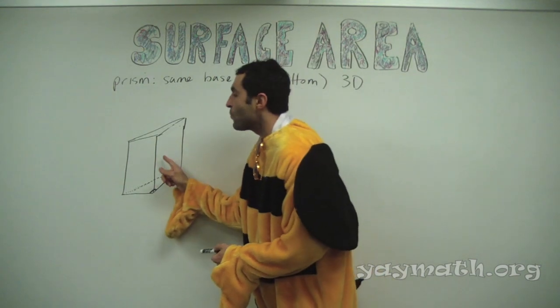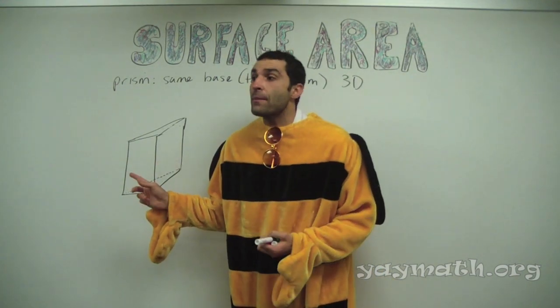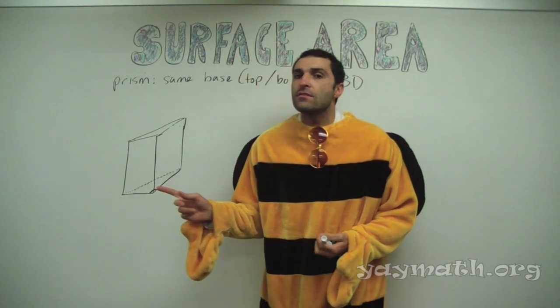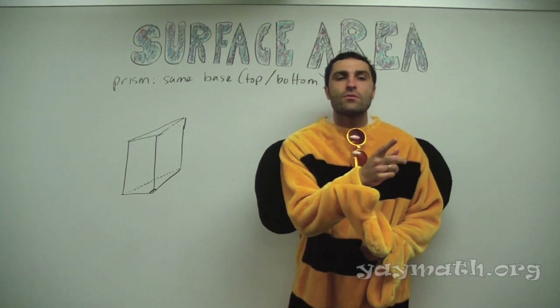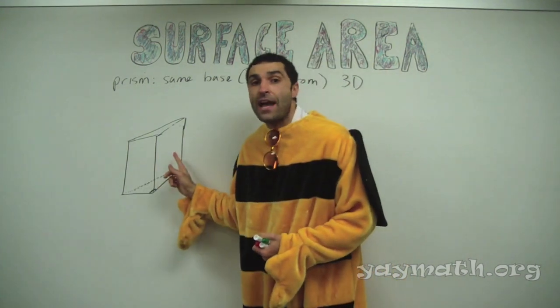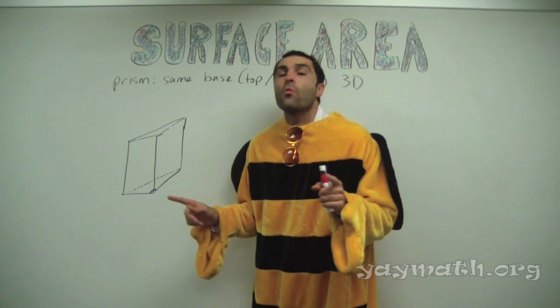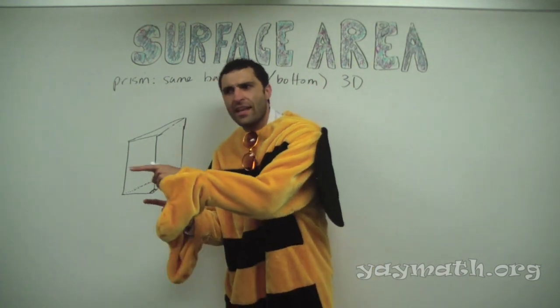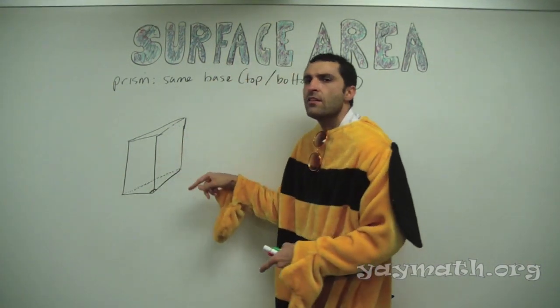So, what shape is a lateral face? What type of shape is it? Call it out. What type of shape is the lateral side, not the bases? Quadrilateral. What type of quadrilateral? Rectangle. Not necessarily, but yeah, it looks like a rectangle.